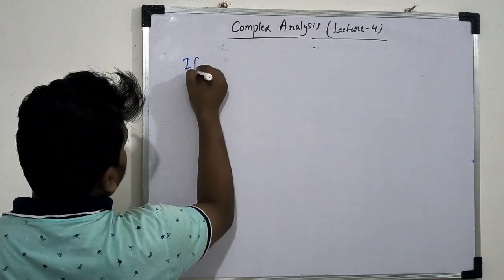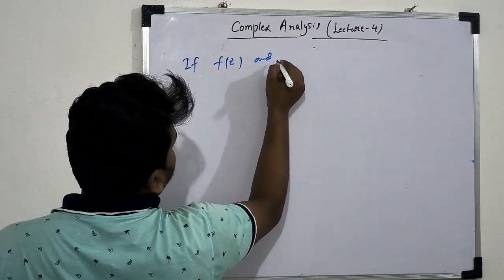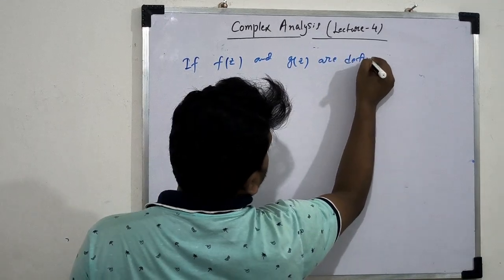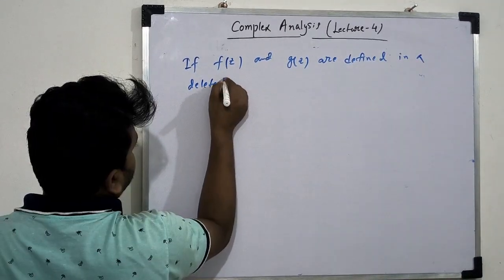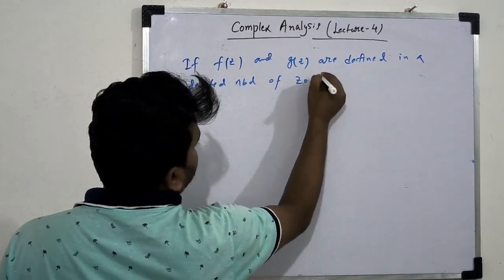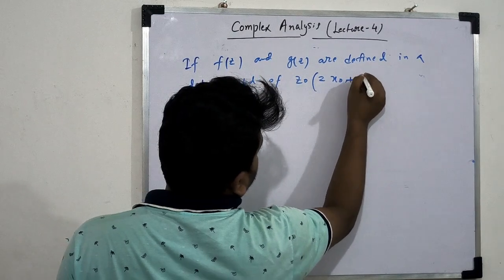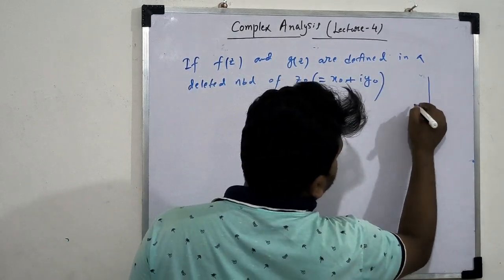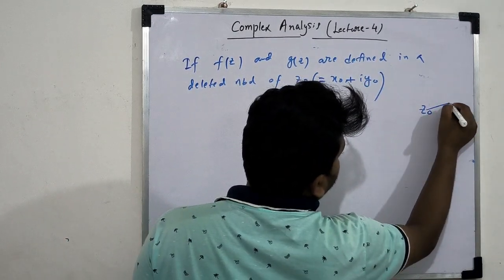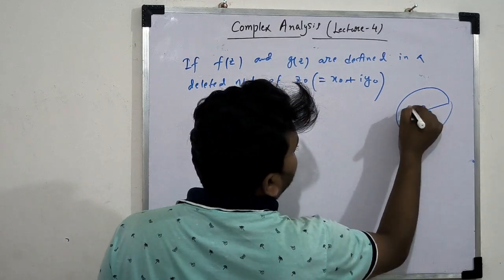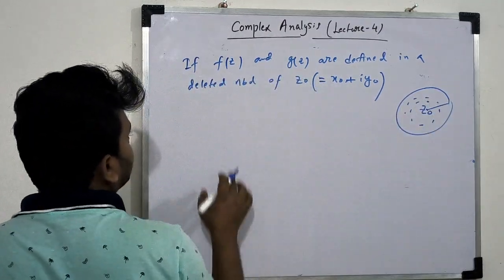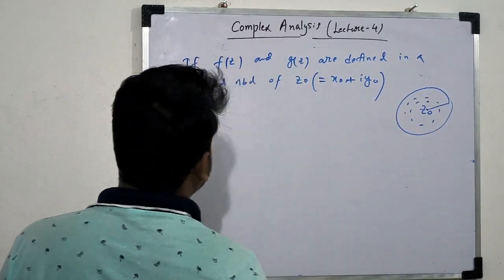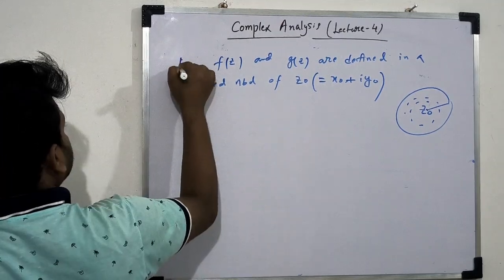And also, if f(z) and g(z) are defined in a deleted neighborhood of z0, that is z0 equal to x0 plus i y0. Deleted neighborhood means if this is z0, then except this point, in this region f(z) and g(z) are defined. So these are defined. Let us consider this.